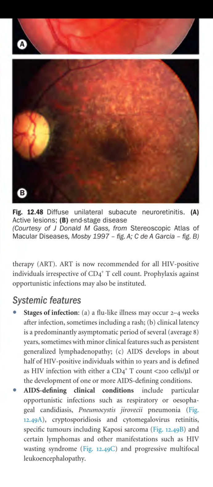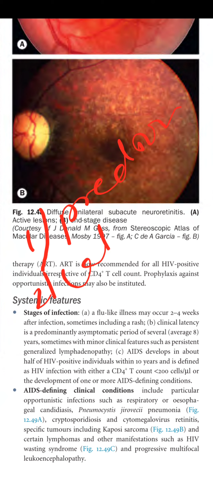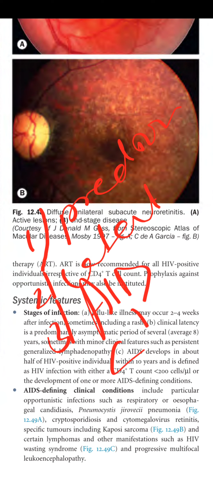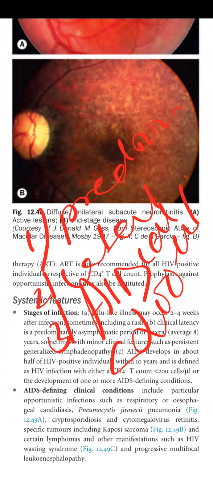AIDS develops in half of HIV positive individuals within 8-10 years and is defined as an HIV infection with either a CD4 positive T cell count less than 200 cells per microliter or the development of one or more AIDS defining conditions. So basically there are three courses. One is the prodromal phase, in which there is a flu-like illness, then there is a latent period for several years, and then there is AIDS, which occurs when the CD4 count is less than 200 cells per microliter.